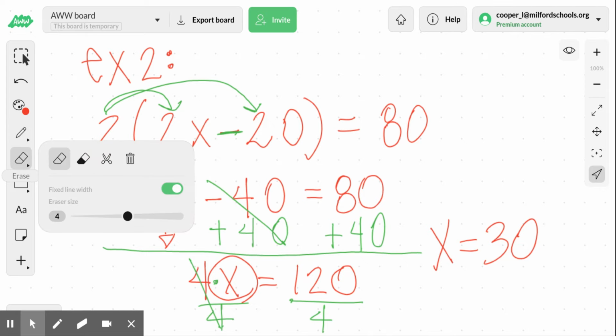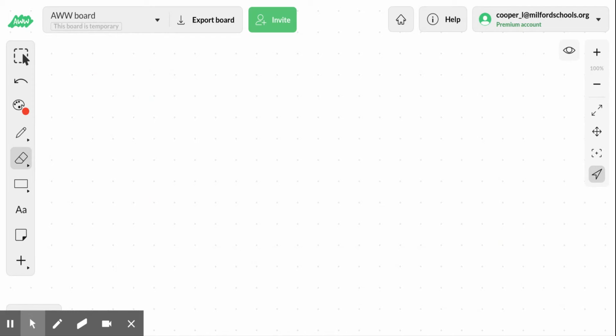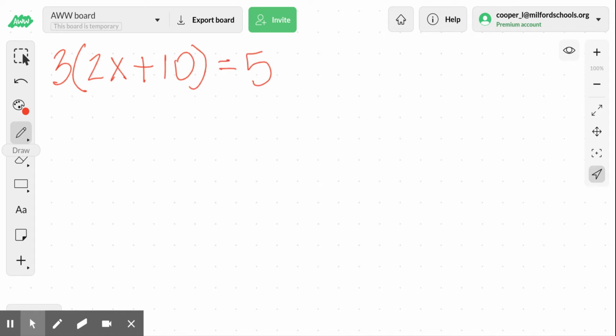So I'm going to clear my screen, and then I'm going to give you the practice problems I'd like you to do that you're going to bring into your teacher when you're finished. So here we go. Your first one is going to be 3 times the quantity 2x plus 10, and that is going to equal 54. The next one I want you to do is 2 times x minus 10 equals 60.